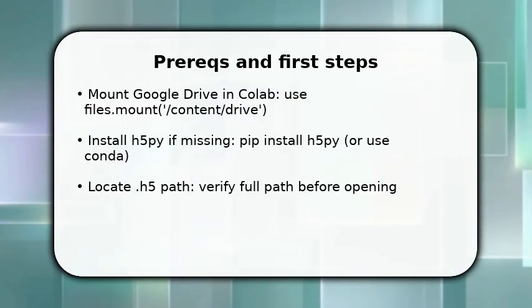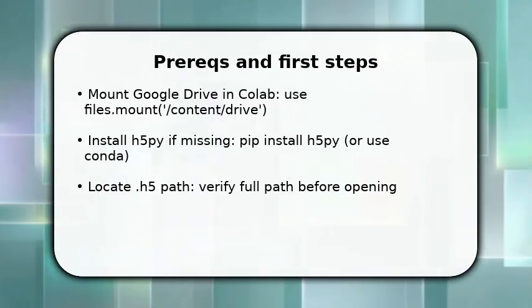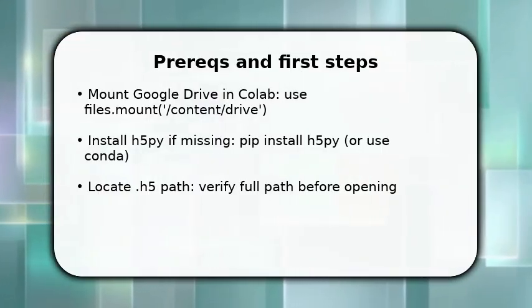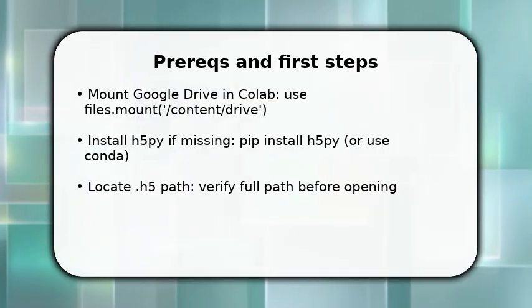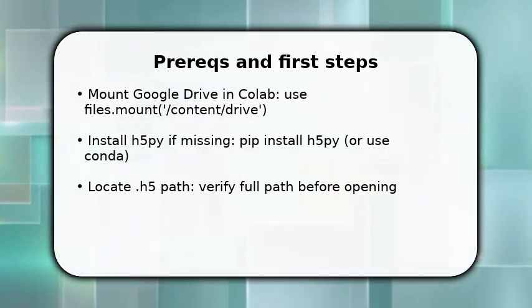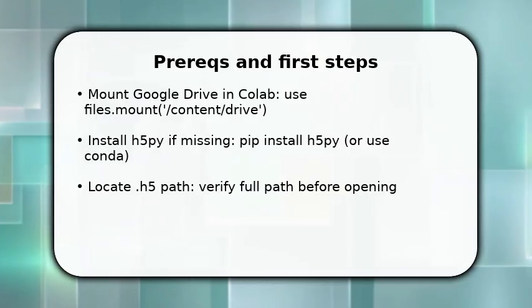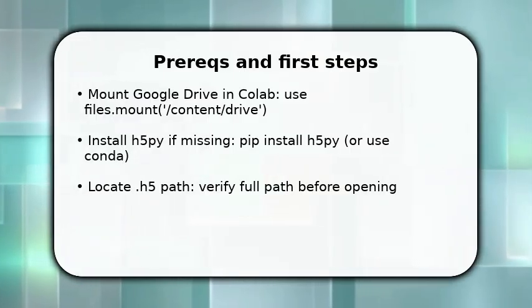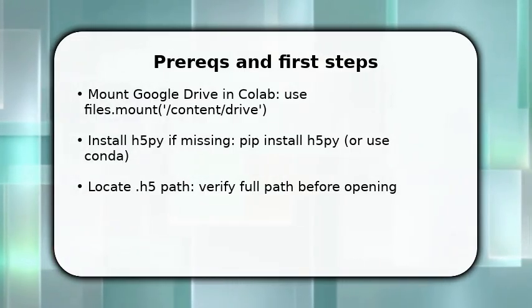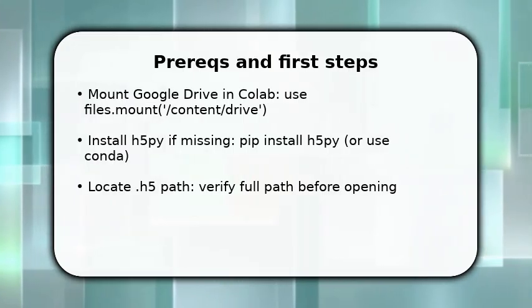You'll start by mounting storage and confirming the file path so you can access the H5 directly. First, run from google.colab import files and from google.colab import drive, then drive.mount('/content/drive'). Once done, list directories with ls to confirm the exact path.